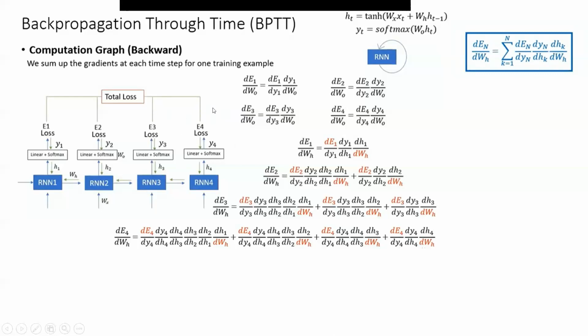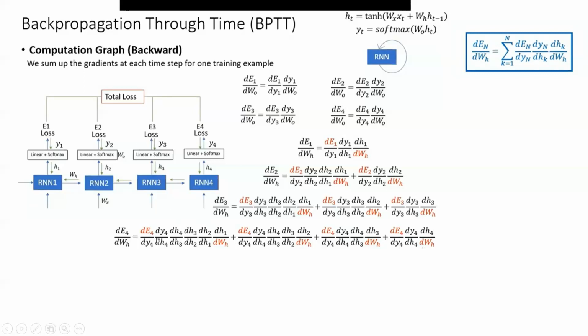So if you see E4, this H4 is dependent on H3, this H3 is dependent on H2, and H2 is dependent on H1. So if we need to calculate the gradient descent of E4 with respect to WH, this H4, because it contains a memory, contains a memory for H3, H2, and H1. So that's why the backpropagation takes the summation of all the four layers, right?